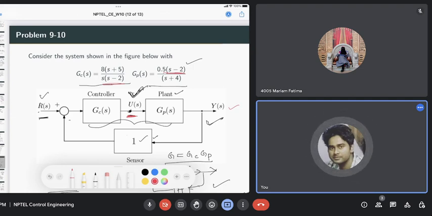This perfect cancellation may also not occur in real life, because you want to realize all these terms physically. And after realizing this physically, you may observe that this zero may be at some point like 2.02 or 1.98 or 1.97, instead of exactly at 2. Then we say that this exact cancellation may not occur.